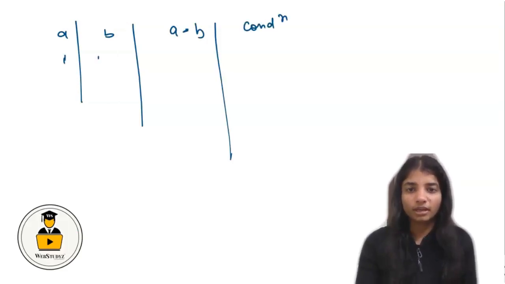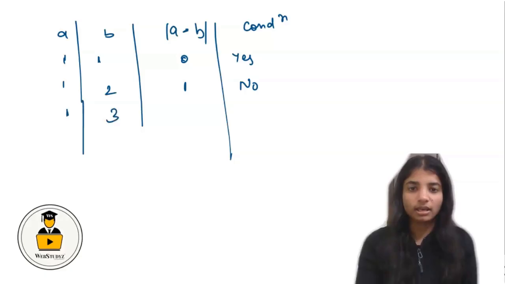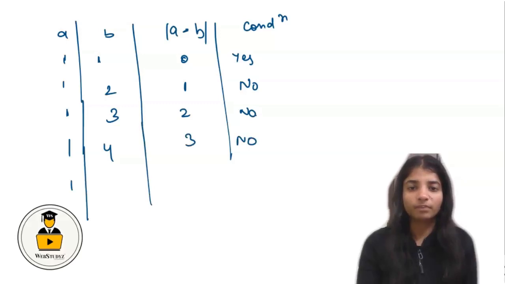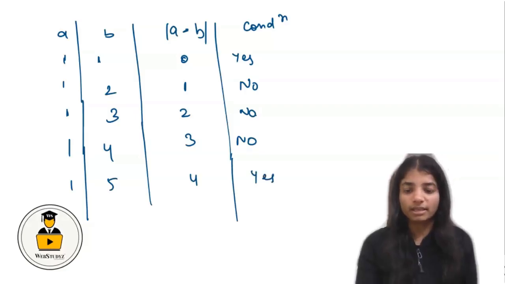If the value of A is 1 and B is 1, then the mod of A minus B is 0, and 0 is a multiple of 4. Let's say A is 1, B is 2. 1 minus 2 is minus 1, the mod is plus 1, but it is not a multiple of 4. Now A is 1, this is 3, so 1 minus 3 is minus 2, the mod of minus 2 is plus 2, it is again not a multiple. This is 1, this is 4, 1 minus 4 is minus 3, the mod of minus 3 is plus 3, again this is not a multiple. This is 1, this is 5, the mod of 1 minus 5 is 4 and 4 is a multiple, so yes, it is a multiple.